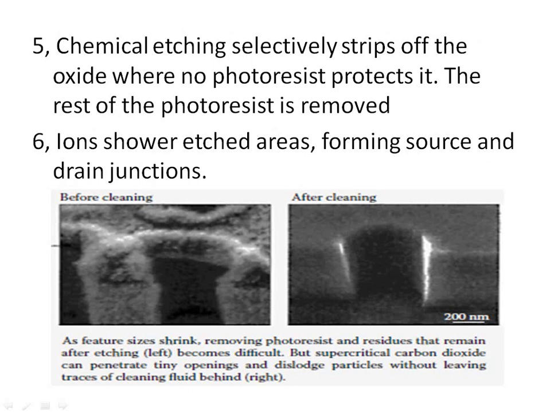5. Chemical etching selectively strips off the oxide where no photoresist protects it. The rest of the photoresist is removed. 6. Ions shower etched areas, forming source and drain junctions. As feature sizes shrink, removing photoresist and residues that remain after etching becomes difficult, as shown in the left figure. But supercritical carbon dioxide can penetrate tiny openings and dislodge particles without leaving traces of cleaning fluid behind, as shown in the right.